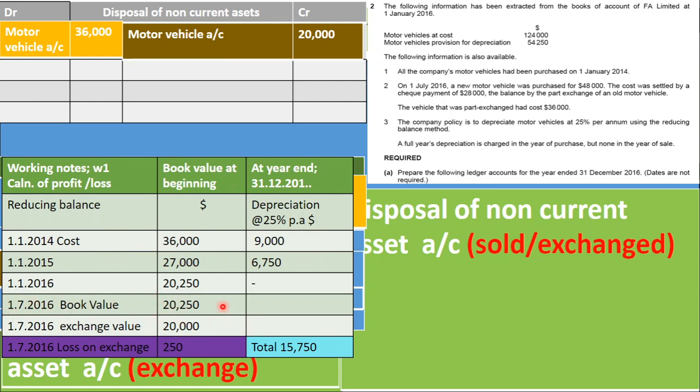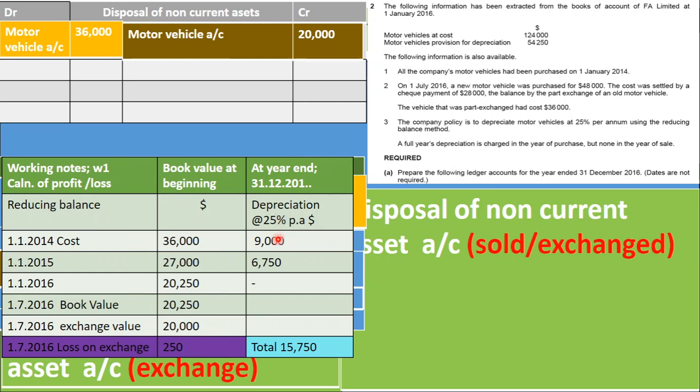So on the exchange date, the book value of the motor car is 20,250, but remember we had valued it for 20,000 while exchanging. So that's the exchange value on the same date, 20,000. Look at these two data carefully. The book value is 20,250. It means our books show the value as 20,250. But while we are exchanging it, the supplier agreed only for 20,000. It means we are making a loss of 250. That's your loss on exchange, 250. I hope you understood this.